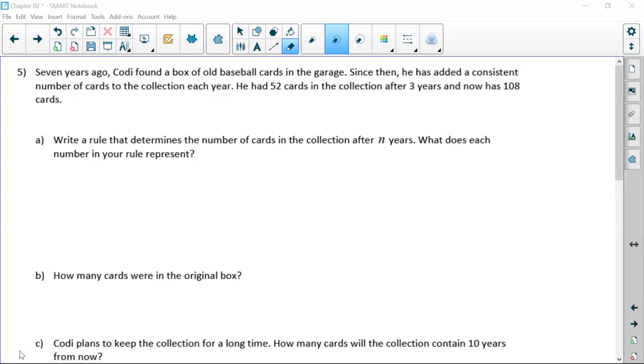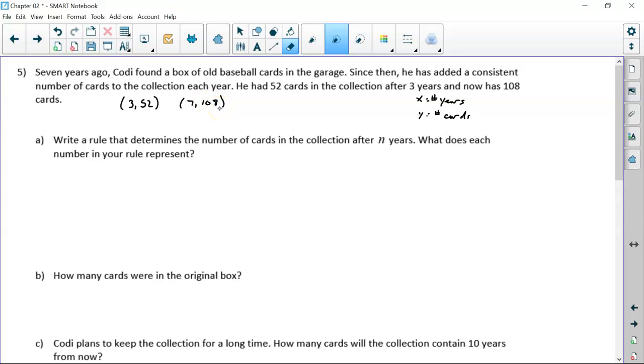Think slope. Now, he had 52 cards in the collection after 3 years, and now has 108 cards. So what we want to think is the number of years is our value for x. 3, and 52 is the number of cards, y. So x equals the number of years after start, and y is the number of cards. You want to get in the habit of identifying your variables. So then 7 years ago is when he started. So year 7, since he has 108 cards now, is 108.